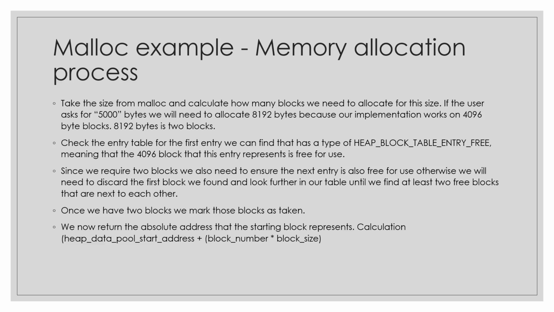Once we have 2 blocks, we mark those blocks as taken. We now return the absolute address that the starting block represents. The calculation is the heap data pool start address, i.e. 0x1000 and so on, plus the block number multiplied by the block size. That is the absolute address we return that the programmer who called malloc can use.